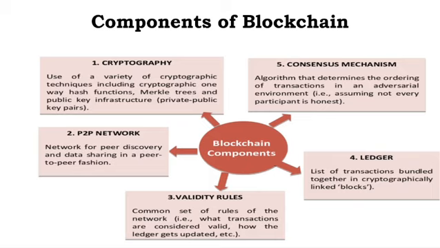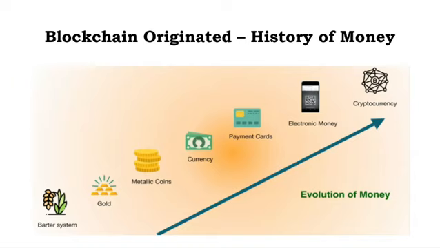So these are some of the foremost important components in the blockchain. One is cryptography, next it should follow a peer-to-peer network, then a validating rule should be there, a ledger should be maintained, and finally the consensus mechanism is followed, right? So these are all components of the blockchain. And next we will see how money evolved.